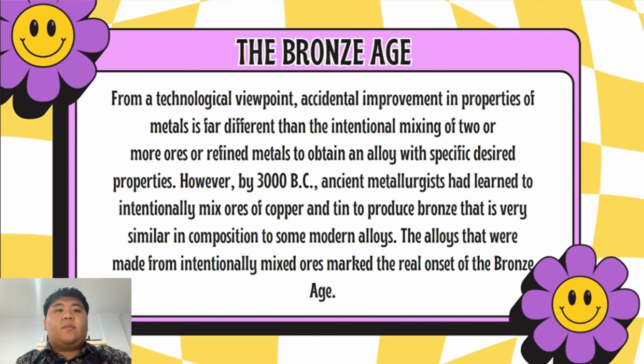From a technological viewpoint, accidental improvement in the properties of a metal is far different from intentionally mixing two or more ores or refined metals to obtain an alloy with specific desired properties. However, by 3000 BC, ancient metallurgists had learned to intentionally mix ores of copper and tin to produce bronze that is very similar in composition to some modern alloys. The alloys made from intentionally mixed ores marked the real onset of the Bronze Age.